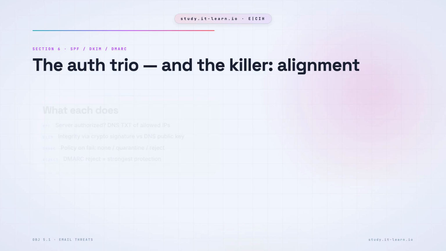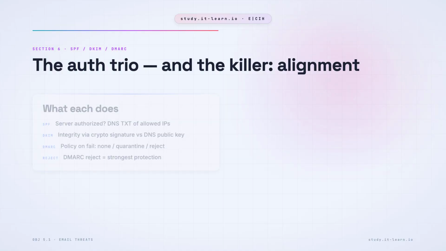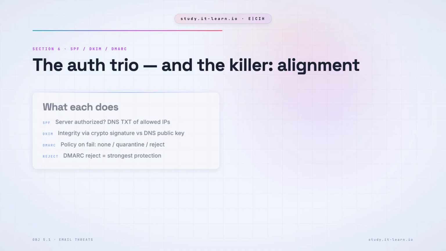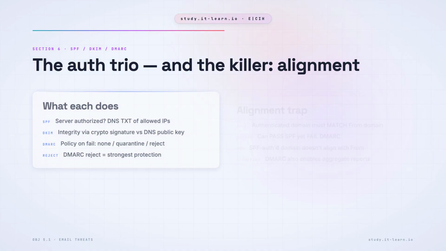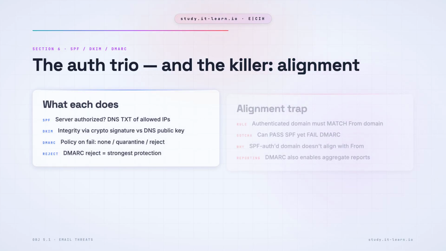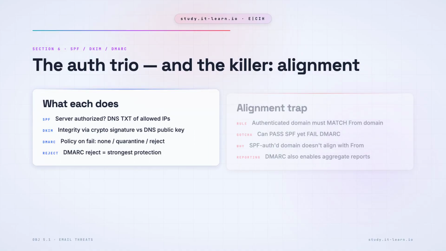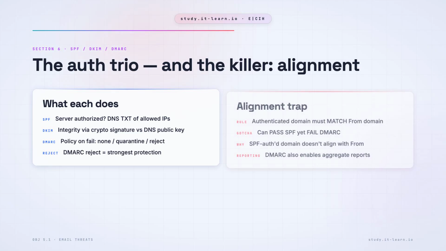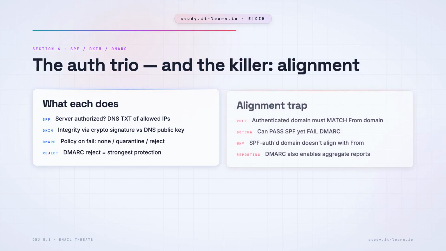Decode the authentication trio, and the exam will test the difference. SPF, Sender Policy Framework, validates that the sending server is authorized for the domain using a DNS text record of allowed IPs. DKIM, DomainKeys Identified Mail, validates message integrity with a cryptographic signature, which the receiver checks against a public key in DNS. DMARC sets the policy when SPF or DKIM fails, none, quarantine, or reject, and enables reporting.